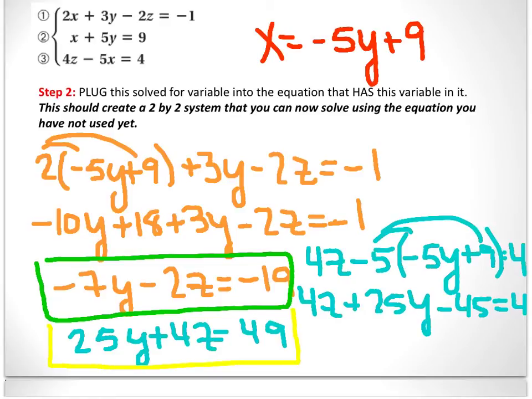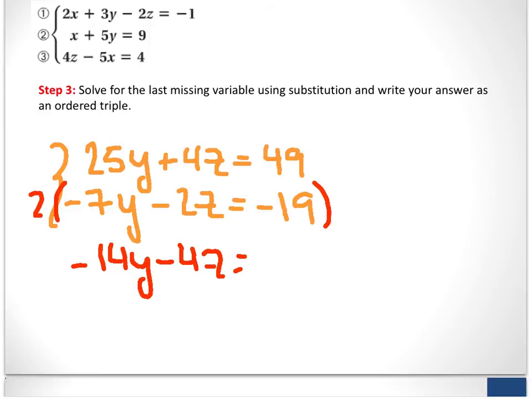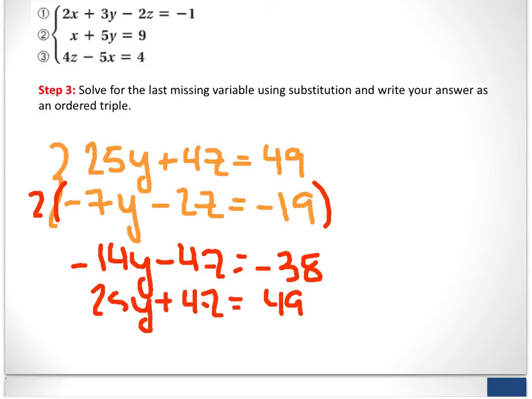So now I have a 2 by 2 system, with the same variables missing, and I can solve this like I normally do. It looks like it's going to be easiest to eliminate z, but in order to do that, I need to multiply the bottom by 2. So I'm going to be left with negative 14y minus 4z equals negative 19 times 2. And then I have 25y plus 4z equals 49. Here's my new system, and I'm going to do my big addition problem.